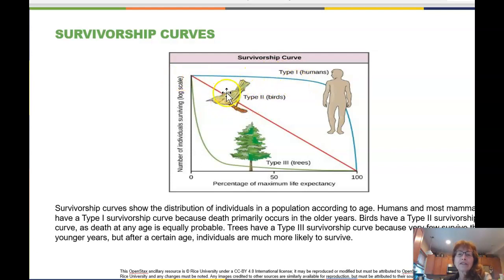Here we have this type 2 survivorship curve of birds, and you can see there that you can have a large number of birds that are born. They can fairly rapidly die off. However, those which survive live for quite a while, so they can have that longer life expectancy as well.